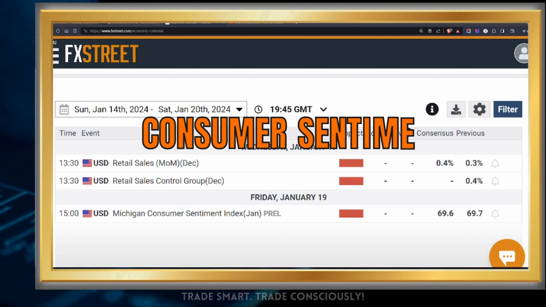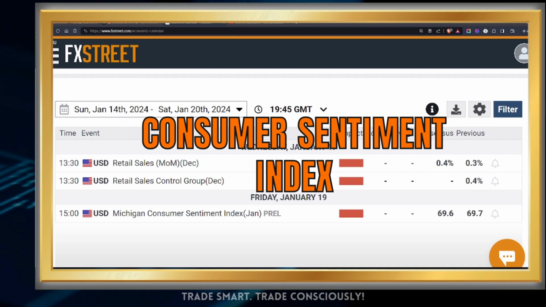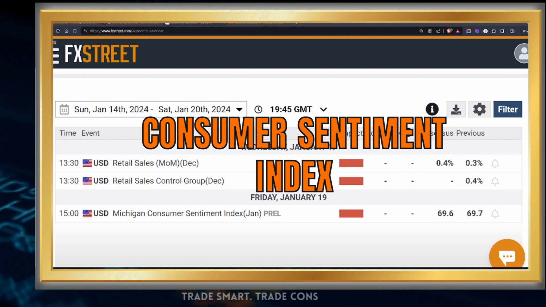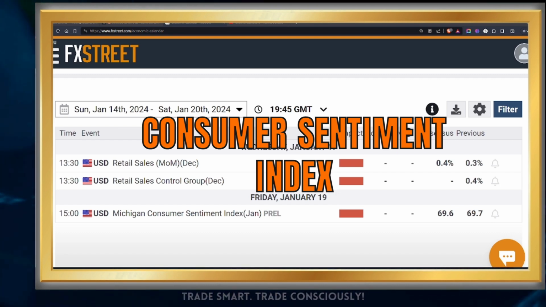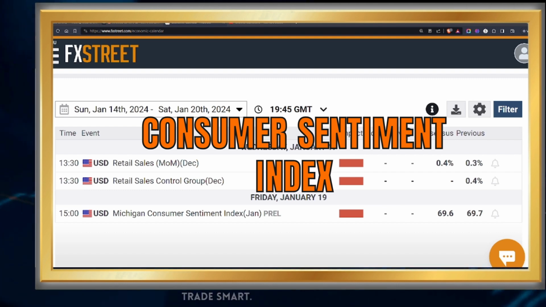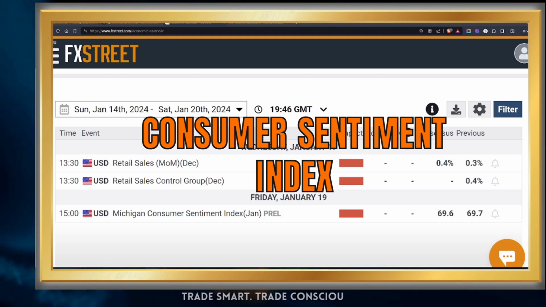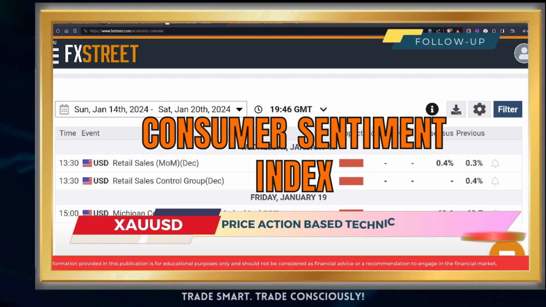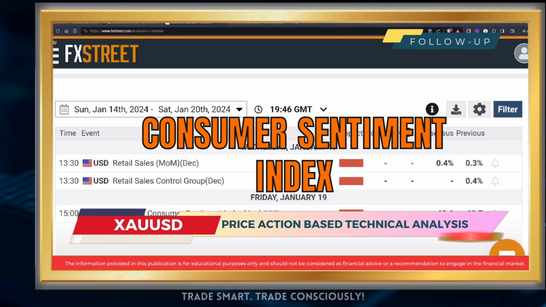Then fast forward to Friday, January 19th, we shall be witnessing the publication from the University of Michigan. That's the Consumer Sentiment Index, which gauges the prevailing sentiment and confidence level among consumers, providing valuable insight into potential shifts in economic conditions. Changes in consumer sentiment can influence spending patterns, impacting various sectors and markets.